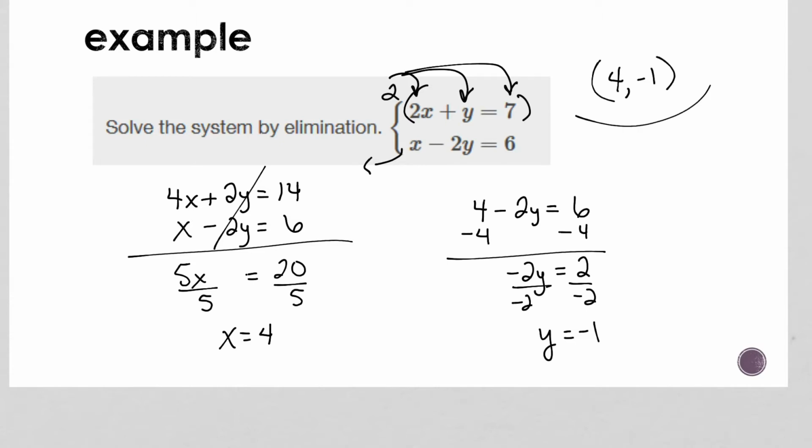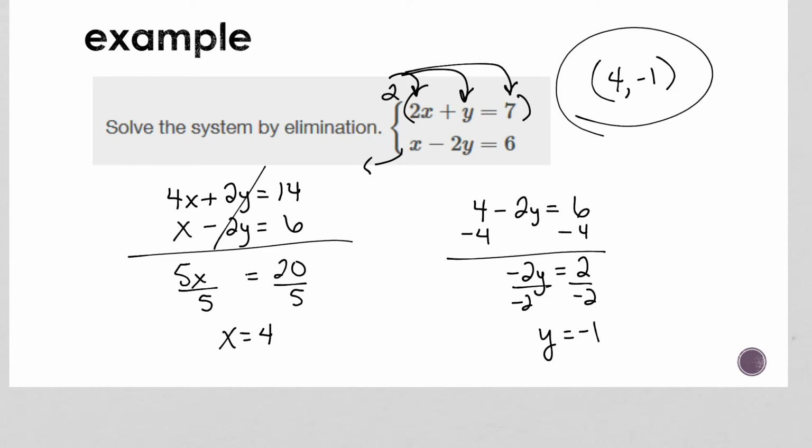And you put parentheses around that. So there's our answer. Now, can you check your work? Absolutely. I can take this 4, substitute it in for x there, and negative 1, substitute in for y there, and I can see if it makes two true statements. If either one of them is false, your answer is not correct, okay? So make sure that you do check your work.